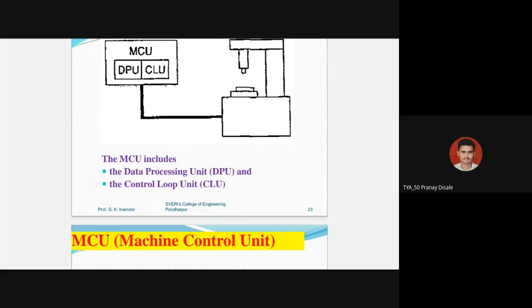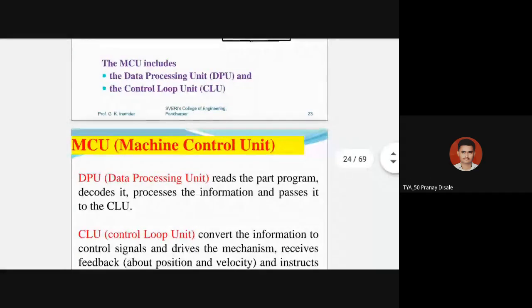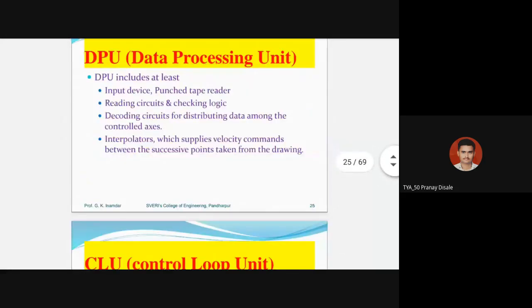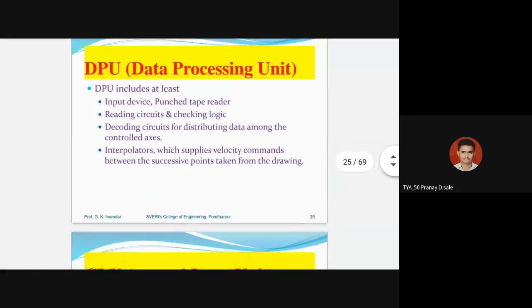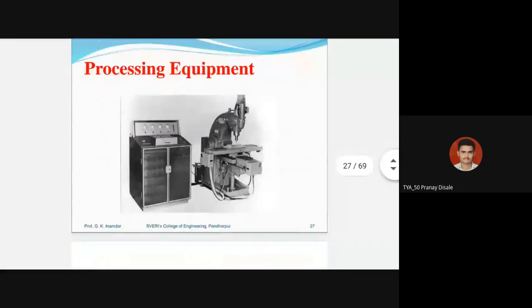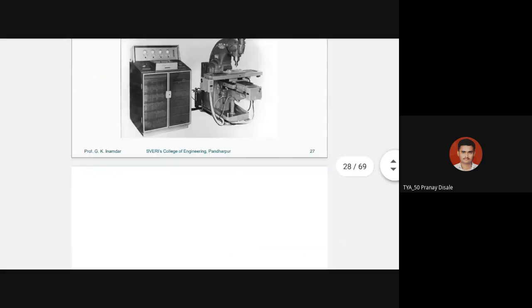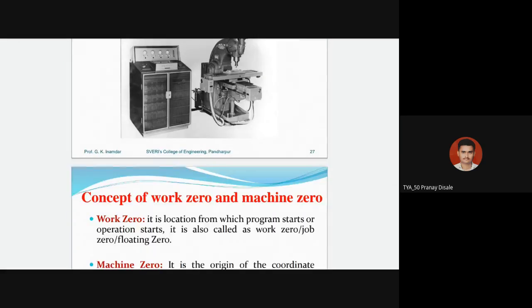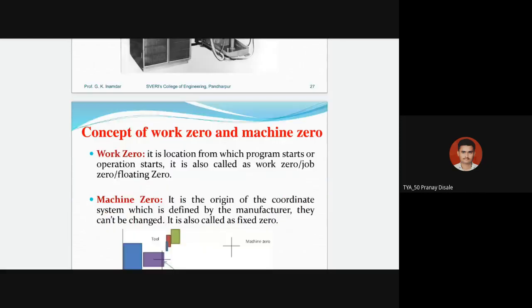CLU is the control loop unit. We have studied the definitions in detail: what the CLU is and what the DPU is. The last point is the process equipment, which is nothing but the machines required. We have also studied the concept of work zero and machine zero, and the types of CNC systems.